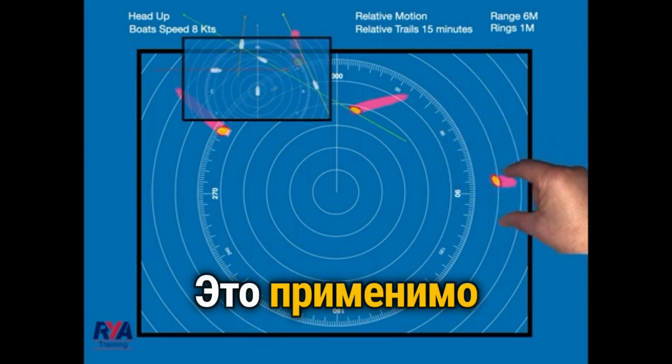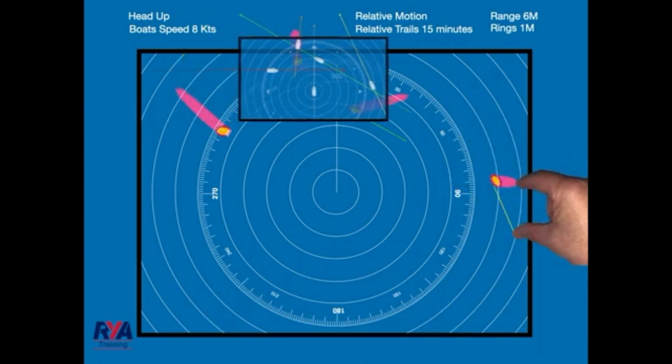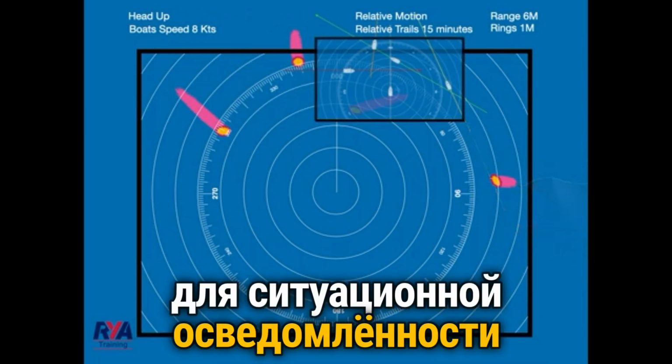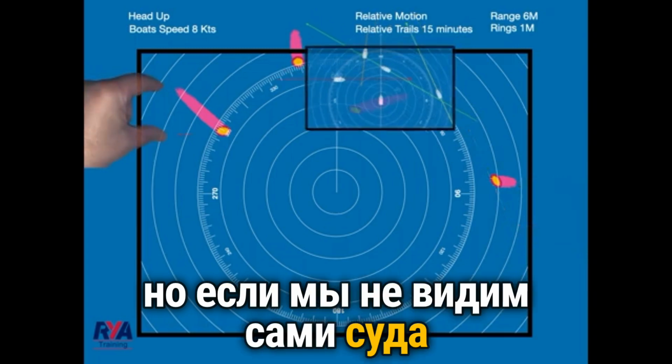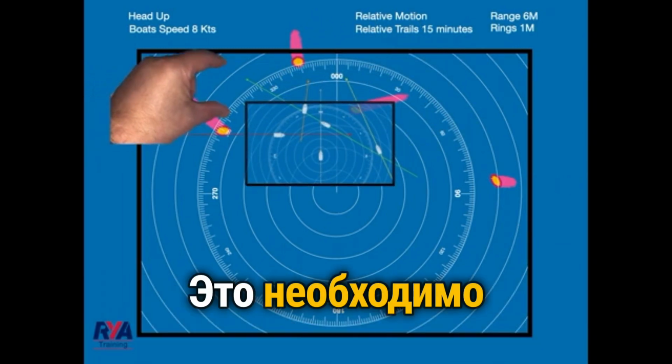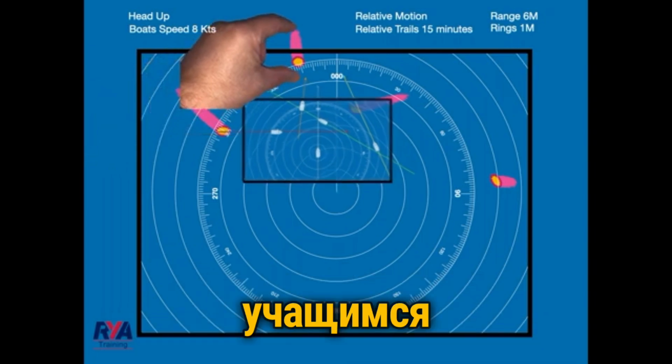This can be applied to all the targets. Having the aspect of each target is useful in terms of situational awareness, but unless we are able to see the vessels themselves, we should follow the guidance in Rule 19. This must be emphasised to students at all times.